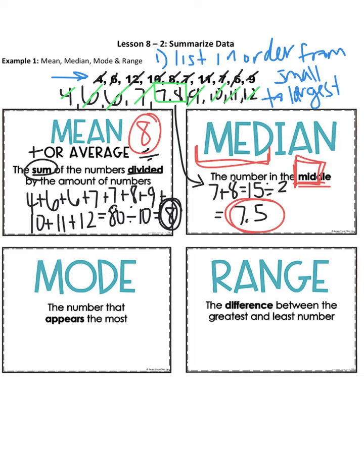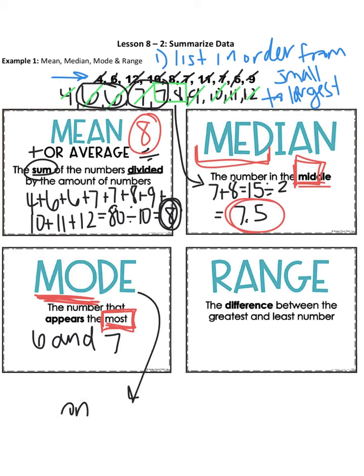My mode is the number that appears the most. So again, mode, most, mode, most. I look at that MO, MO, and put that little phrase together of mode, most. Looking at my list of numbers, I look for the numbers that occur the most. I see I have 2 6s, but I also have 2 7s. Since I have 2 6s and 2 7s, my mode is actually 6 and 7. The mode is the only statistic that can have more than one answer.